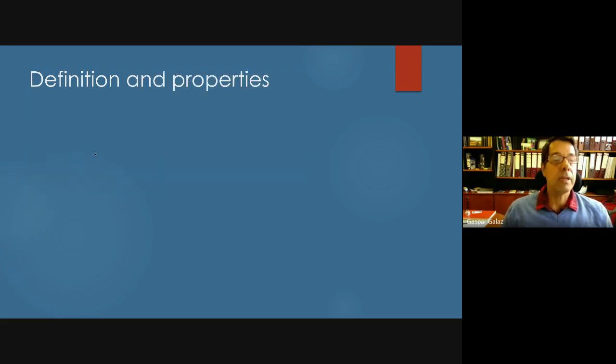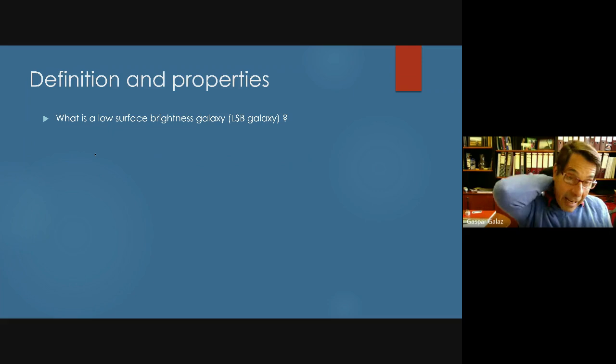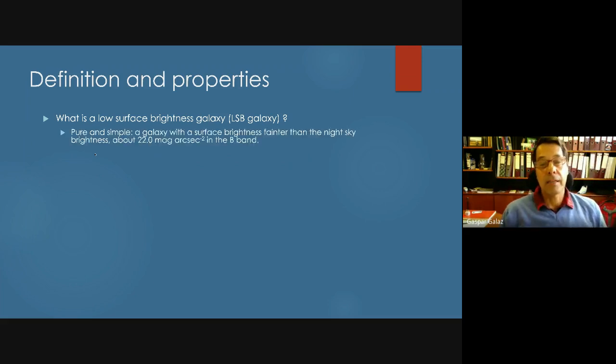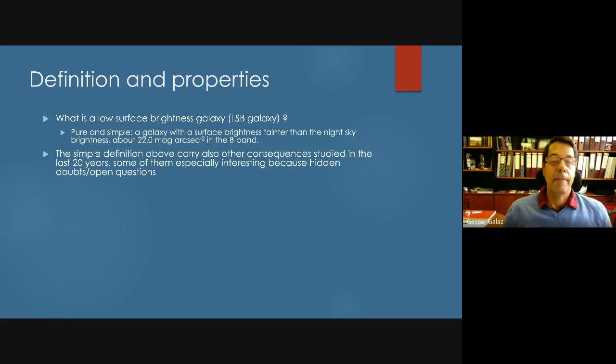So some definitions very quickly and some properties. What is a low surface brightness galaxy? In simple terms, it's just a galaxy with a surface brightness which is fainter than the night sky brightness, right? This is about 22.5 magnitude per square arcsecond in the B band. Of course, if you go to a very dark site, you can obtain even a little bit less brightness.